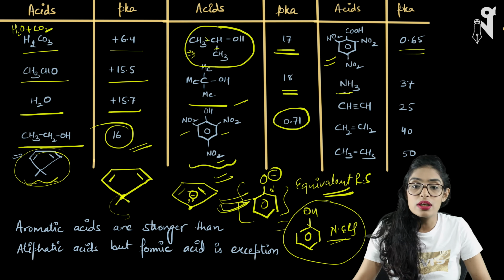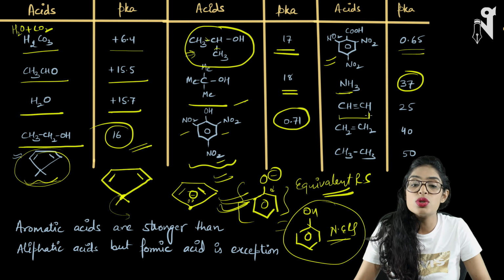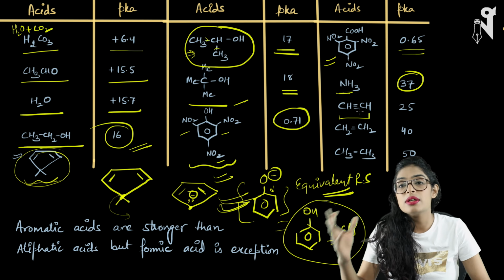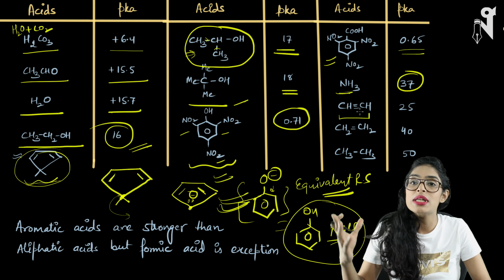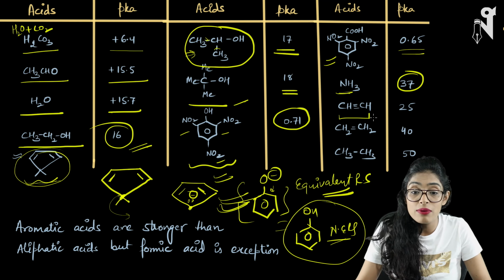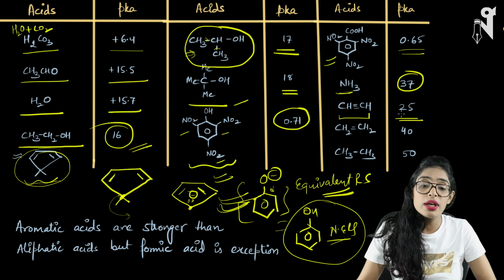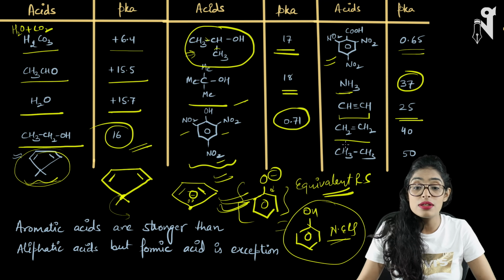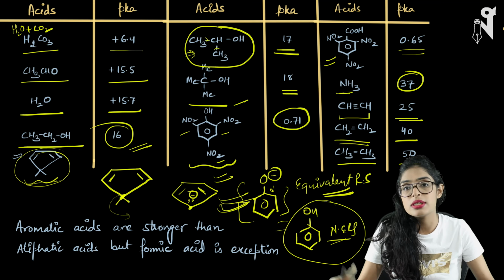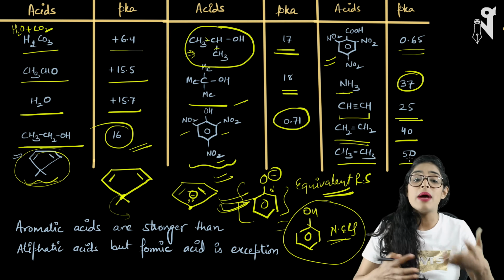NH3, it's basic. Look at its pK value, 37. CH triple bond CH, though we call alkynes acidic in nature because terminal alkynes have acidic hydrogen, they lose H plus ion. But look at the pK value, it's 25. That means very, very less acidic. Look at the alkyne and look at the alkenes, the value is 40, almost not acidic. CH3, almost not acidic. I mean, pK value is way too high.